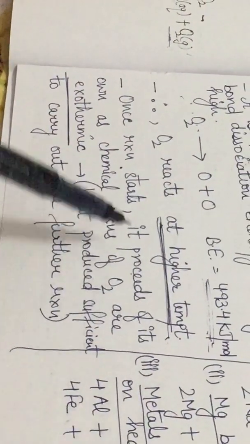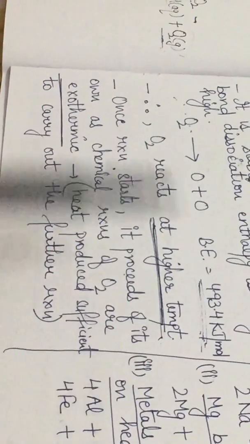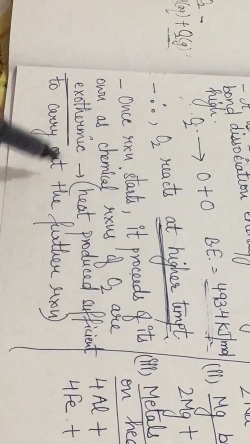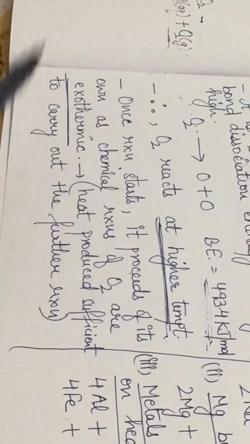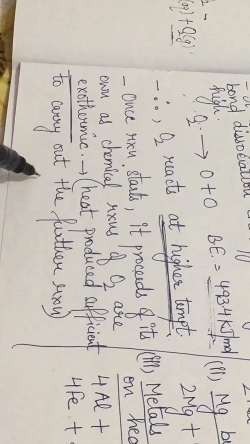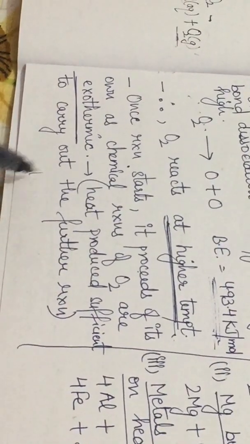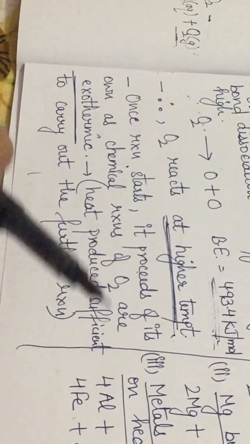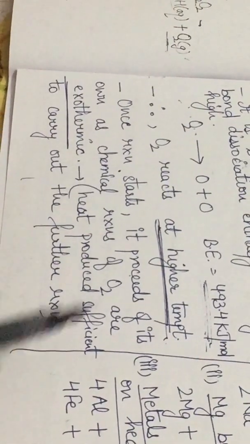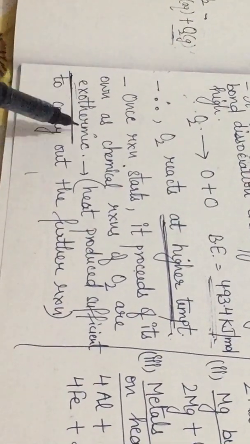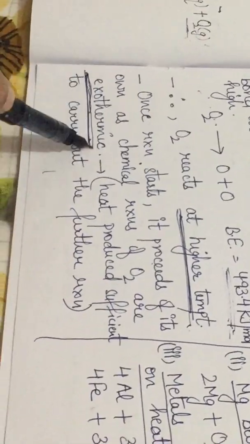Once the reaction starts, the reaction is exothermic, that is, energy is released and that energy is sufficient to carry out the reaction. Means for a chemical reaction with oxygen, what do we need? Very high temperature. But once the reaction starts, the reaction is exothermic, meaning heat is released, and that heat energy will be used to carry out the reaction further. Meaning we only require an initiator to start the reaction. So these are the different chemical properties of dioxygen.